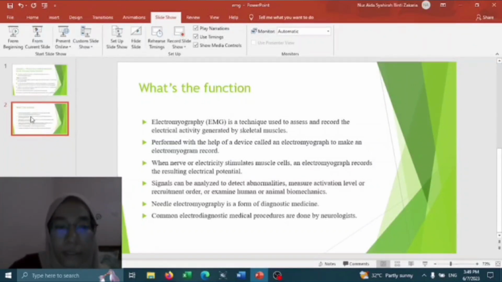And then the signal can be analyzed to detect abnormality, measure activation level or recruitment order, or examine human or animal biomechanics. And then needle electromyography is a form of diagnostic medicine and also a common electrodiagnostic medical procedure done by neurologists. Okay, for the next slide.